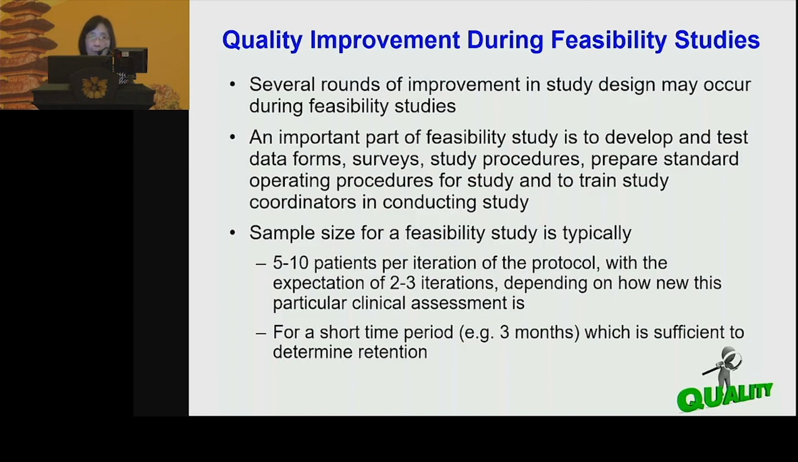Well, as I've mentioned, the whole purpose of the feasibility study is to help you do quality improvements so that the final study design is going to be better, more feasible, more acceptable to the patients, less burdensome, okay? And oftentimes, the initial feasibility study might go through several iterations. You might start with 5 or 10 patients just to get a sense of how things are going to work out. Then you make some changes, you test it on another 5 or 10 patients until you get to a point where you feel quite comfortable, and now you start designing a proper pilot study.